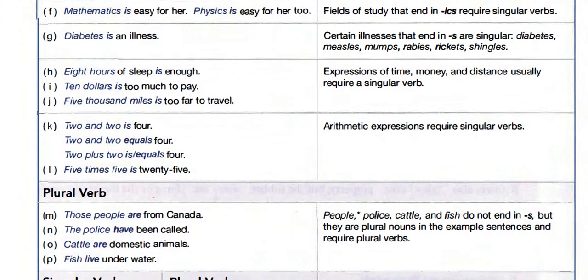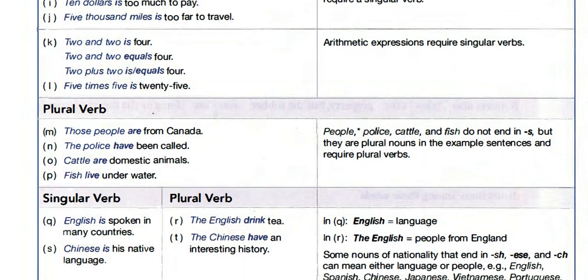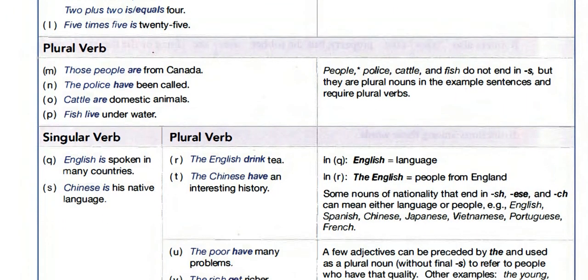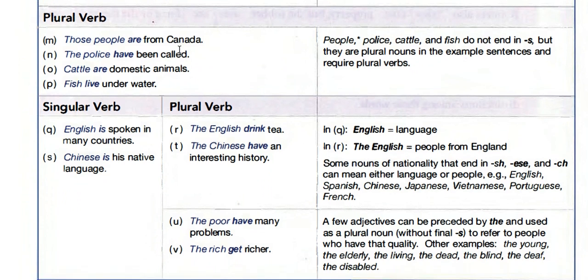The next point is plural verbs. When we talk about plural verbs, we also have to understand the words in detail. Here we have: those people are from Canada. The police have been called. Cattle are domestic animals. Fish live underwater. So here we have these words.